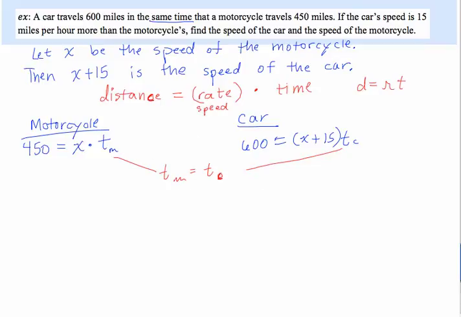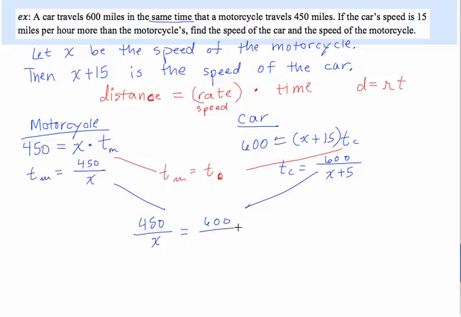So if we solve both of these two equations for t, then we can set them equal and solve. To solve this motorcycle equation for t sub m, we divide both sides by x. So we get t sub m equals 450 over x. And over here to solve for t sub c, we divide both sides by the whole quantity x plus 15. So we get 600 divided by x plus 15. And now those are equal, so let's set them equal and solve. So we know that 450 over x is equal to 600 over x plus 15.